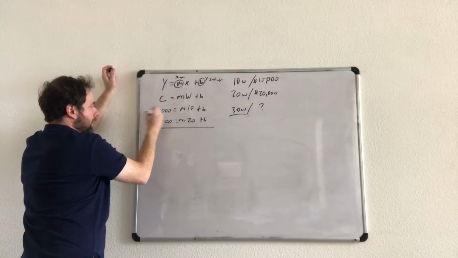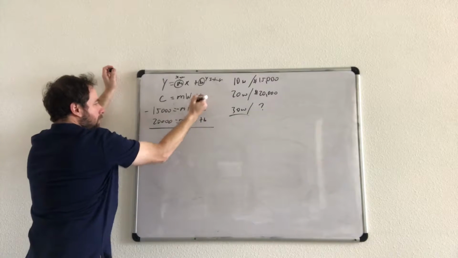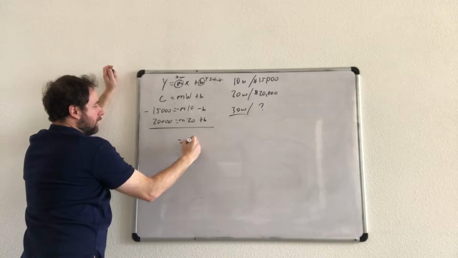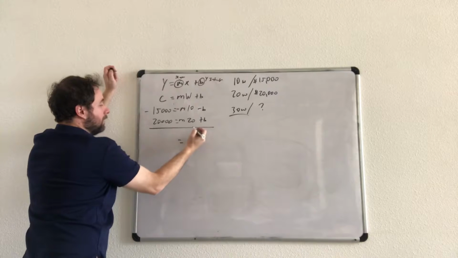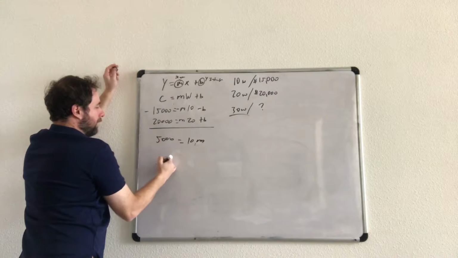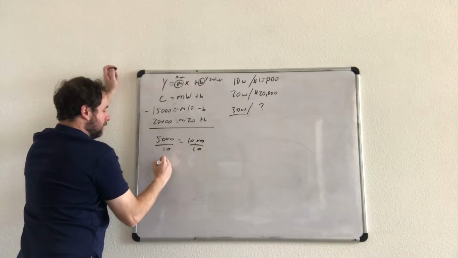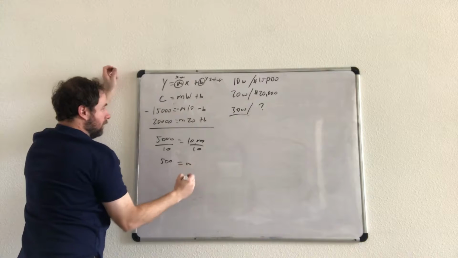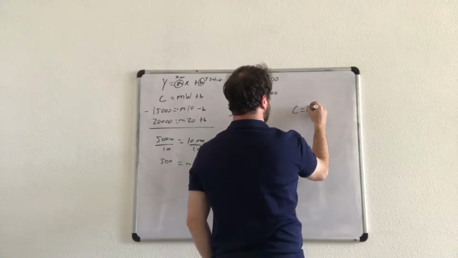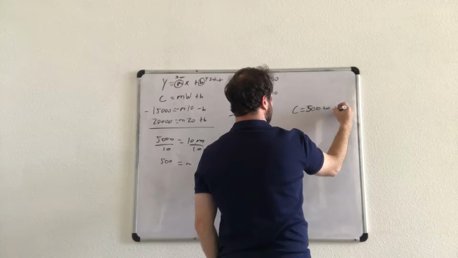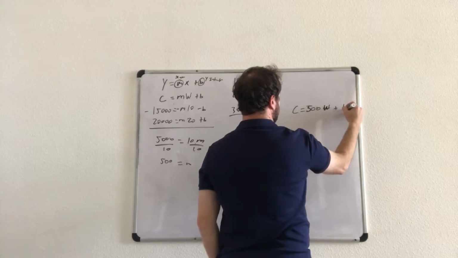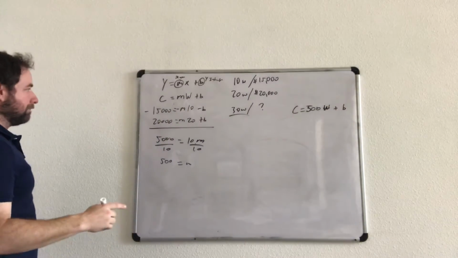Easiest way to do this is to multiply this top equation by a negative 1. When you do that, the b's will cancel. You will get 10m, because that is the slope, equals 5,000. Divide by 10, 500 equals m. So our slope is 500, and c equals 500 workers plus our y-intercept. So we've got to solve for b.